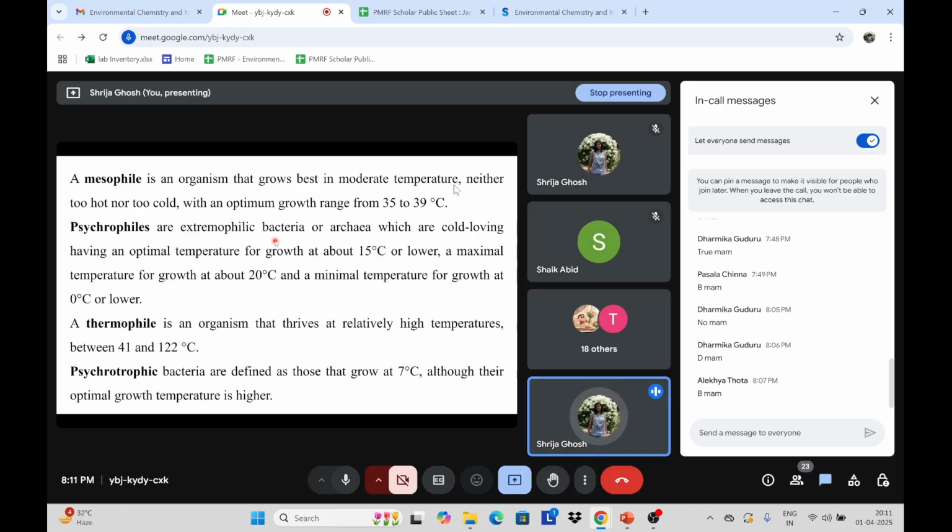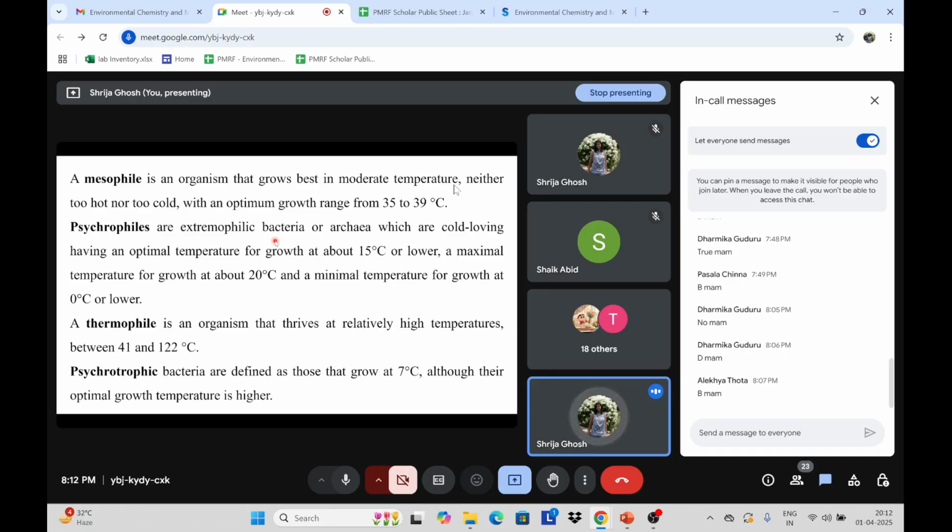Similarly, for psychrophiles, you can imagine where they can grow. If you go to Arctic regions where the temperature is always freezing cold, even in those areas there are certain bacteria that can grow. So those are psychrophiles. Then comes the term psychrotrophic. Till now we are dealing with the term phile, which means love. So psychrophile is cold loving, thermophile is hot loving, mesophile loves the moderate temperature. But now we have another term called psychrotrophic.